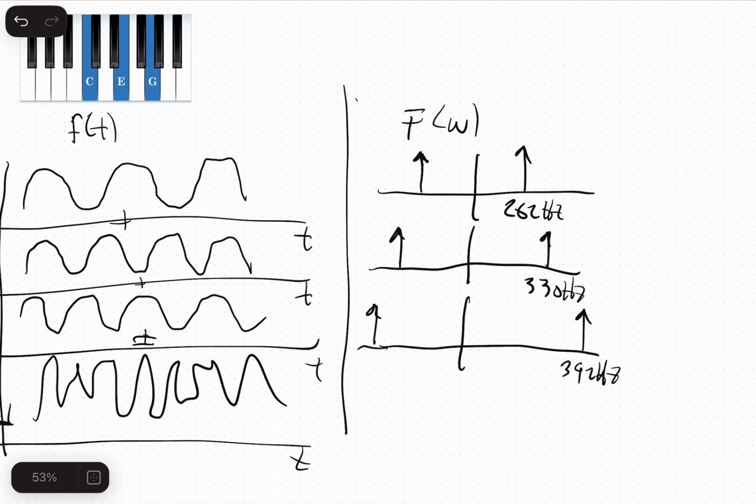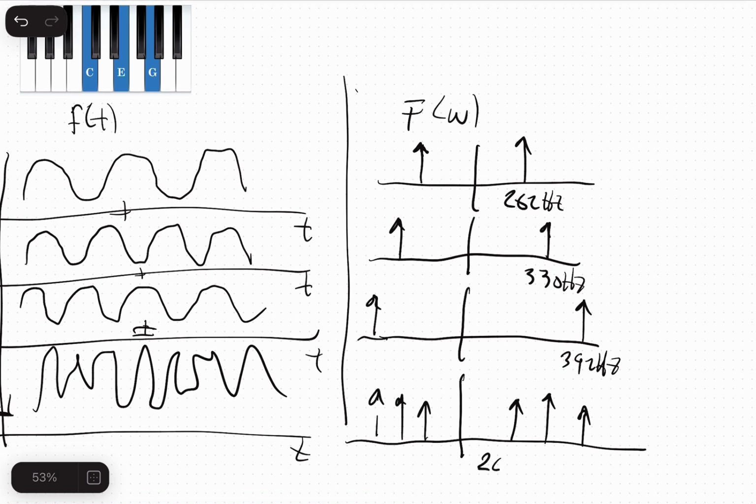And then obviously if we apply a Fourier transform to the C chord, we will see all three spikes together. You will see the C spike, the E spike, and the G spike, and you will see them as well on the left side of the plane. So 262, 330, and 392. This is the decomposition that the Fourier transform does.